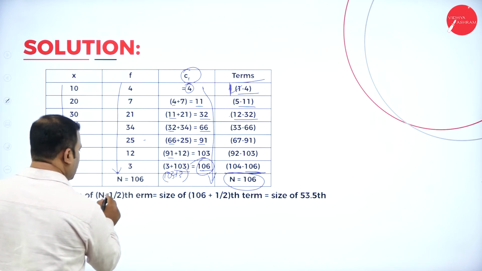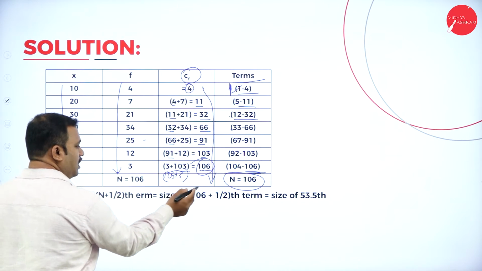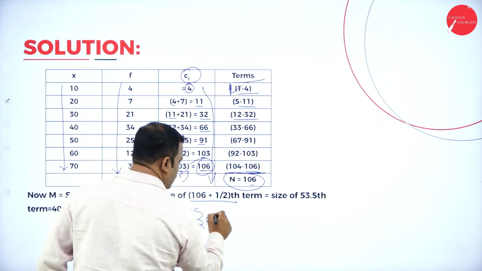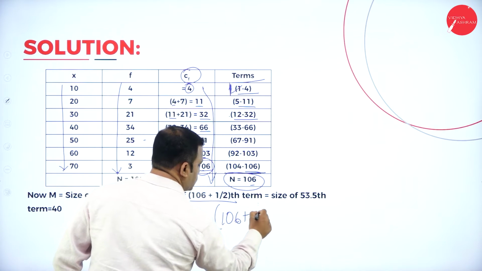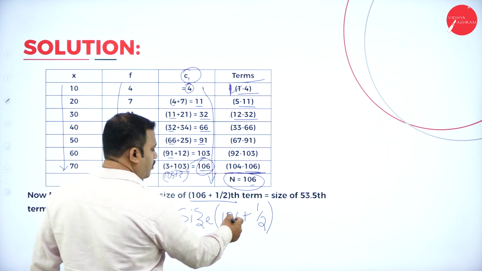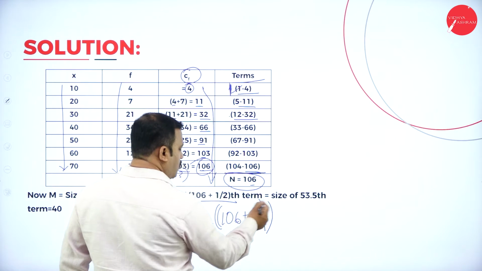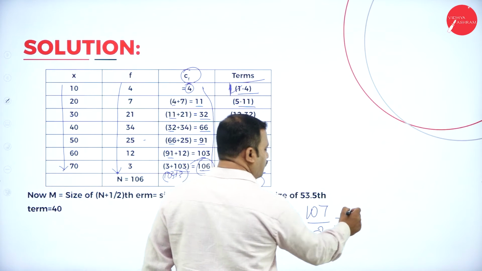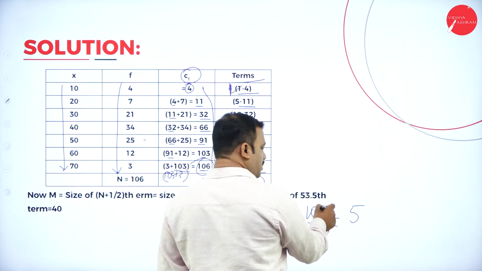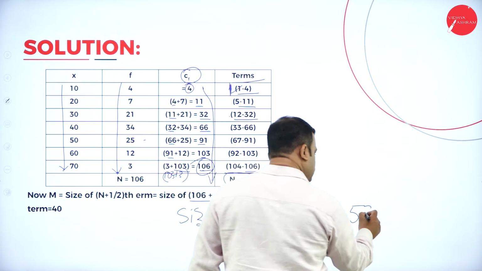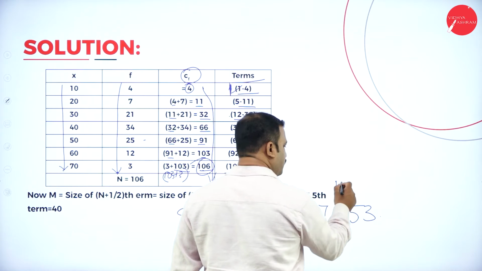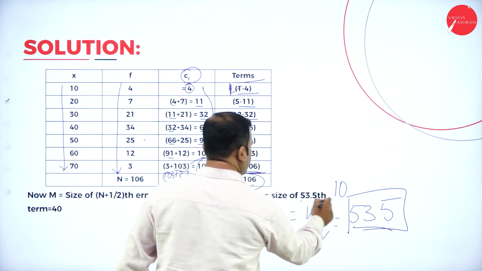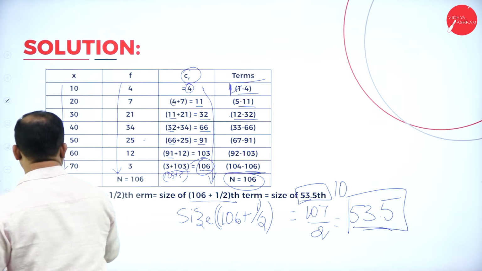If that is the case, the (n plus 1) by 2 term is equal to, please see to it here carefully, we have n equal to 106, so (106 plus 1) by 2. What is the meaning of that? 106 plus 1 means 107. 107 by 2: 2 fives are 10, then we are left with 7. 2 threes are 6, 1 is left. That is 53.5. We have the 53.5th term, which is equal to 40.